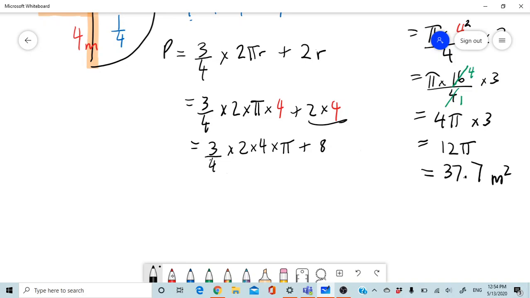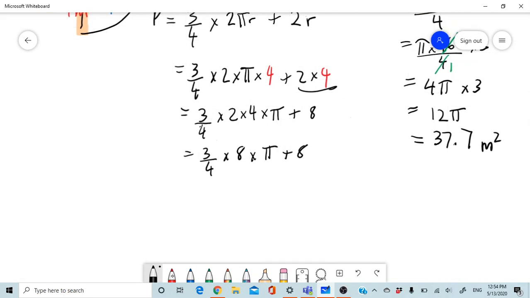I can make this an 8 here. Times 8 pi. Sorry, not sure how many steps you'd like me to show, but you don't need to show all of these once you've understood it. And if we cancel this out, 4 goes into 4 once, 4 goes into 8 twice. 3/1 is the same as just writing 3, so 3 times 2 times pi plus 8 equals 6 pi plus 8. Alright, that's a lot of steps.